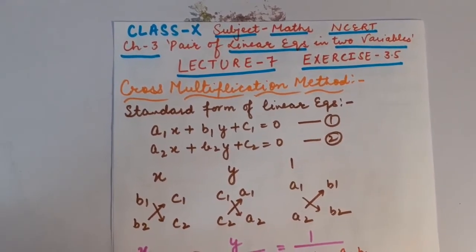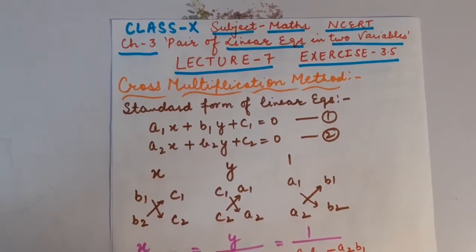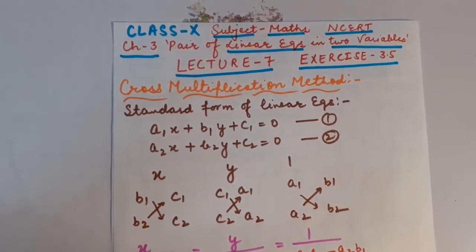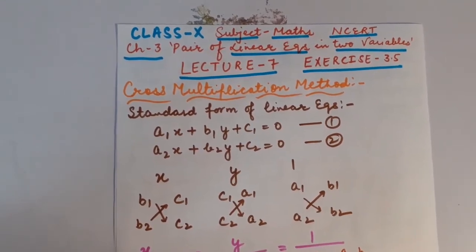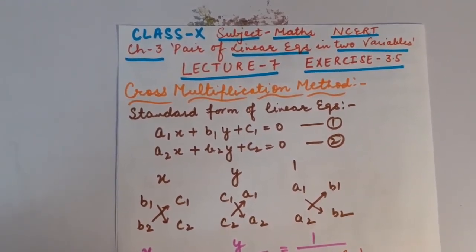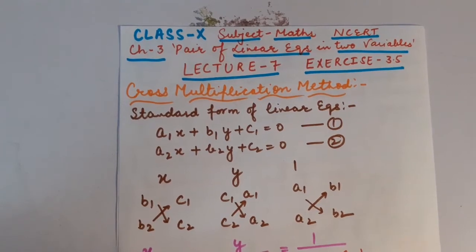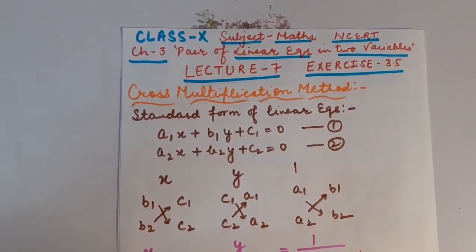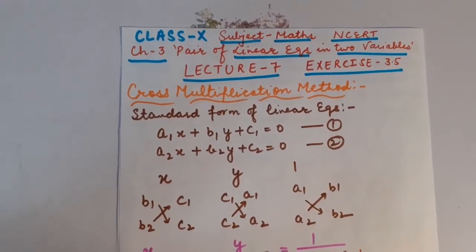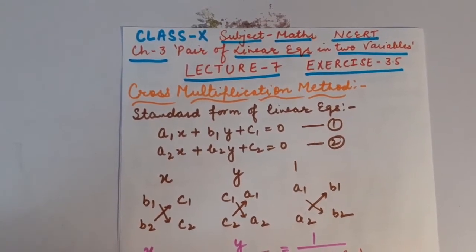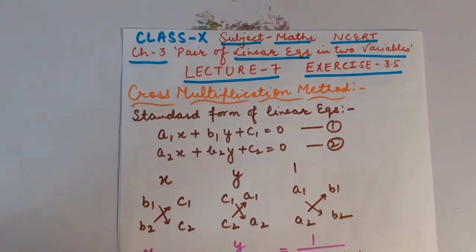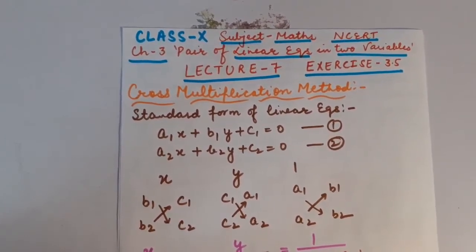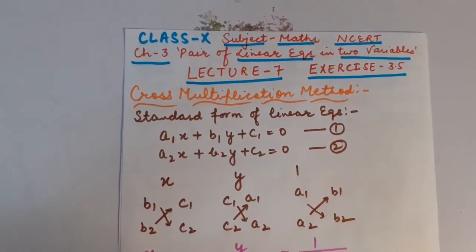So the topics to be covered will be the cross multiplication method, and one more thing we are going to learn today: how to calculate the values of the unknown variables when you have any of the three conditions given. Condition number 1, when the lines are intersecting and a unique solution exists. Condition number 2, when the lines are parallel, no solution exists. Condition number 3, when the lines are coinciding with each other and infinitely many solutions exist.